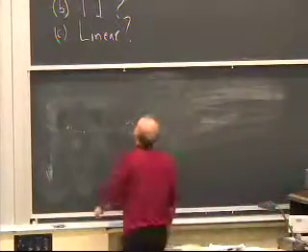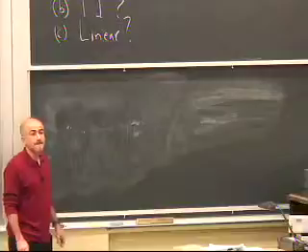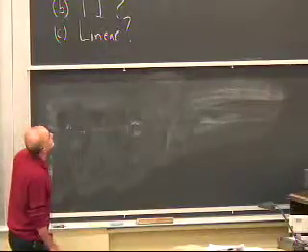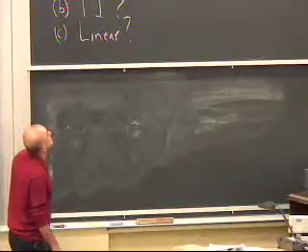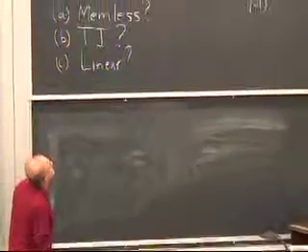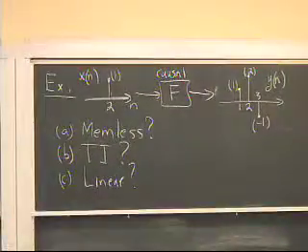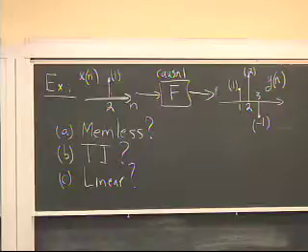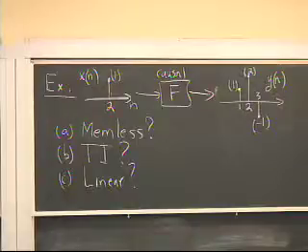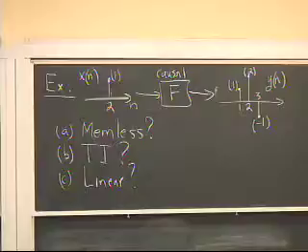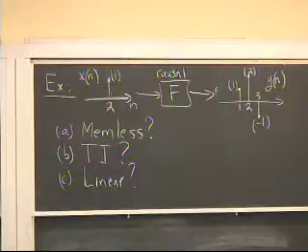Not memoryless. Why? How do you know that y at 1 depends on x at 2? I haven't told you what the exact mapping is from here to here. I've just told you that when I give you a shifted impulse, that's what you get. Here's one of the tests that we gave you. Can you find two values of the input signal that are equal, but the corresponding output values are not equal?